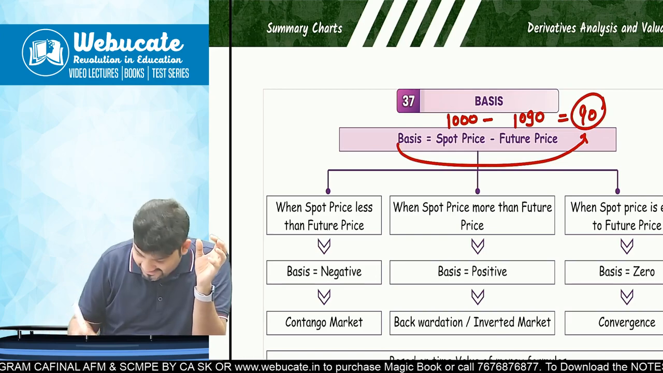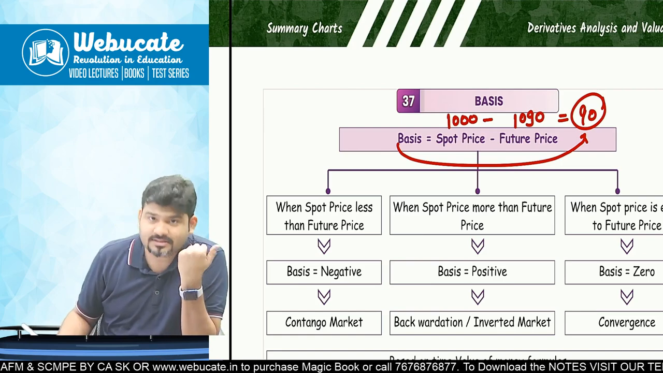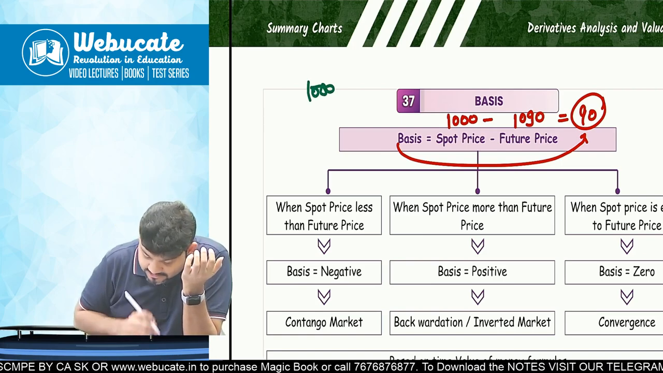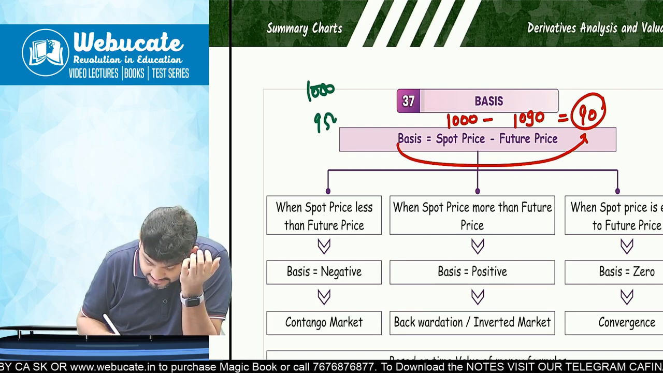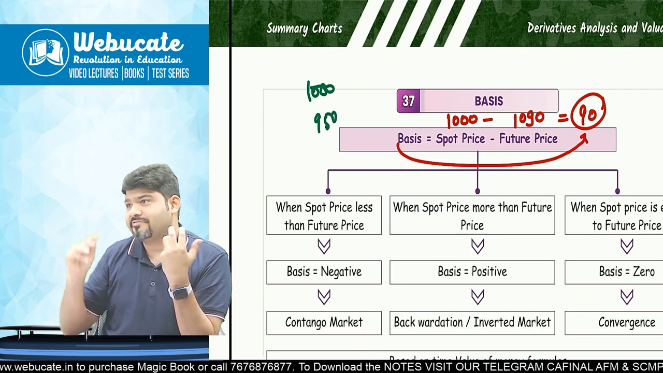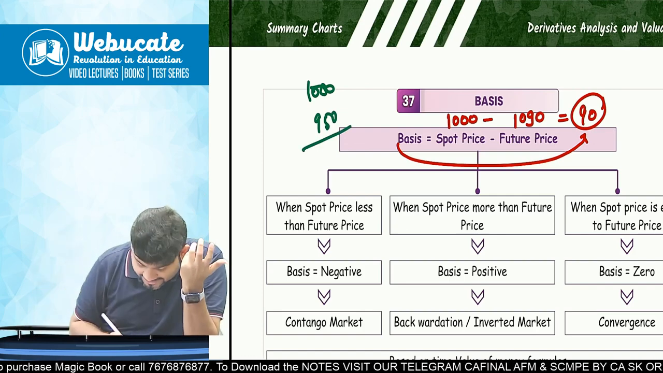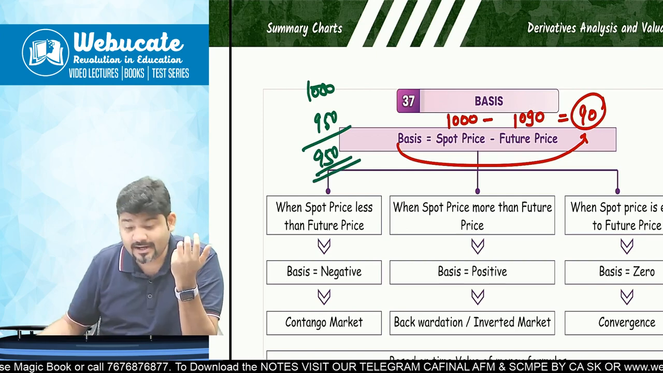Gotcha, sir. Done. Now, there can be three situations. In some cases, spot is 1000, but the future price is 950. Maybe on account of high dividend, maybe on account of a reverse rate of interest, like in Japan, there is negative rate of interest. So it could be any reason. So this will become 950.